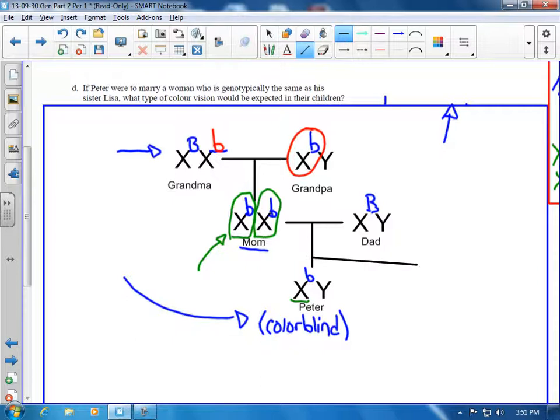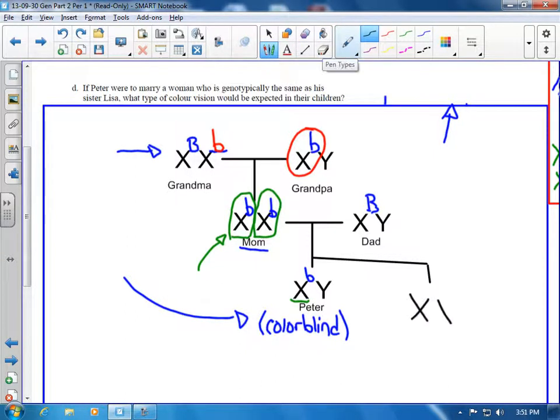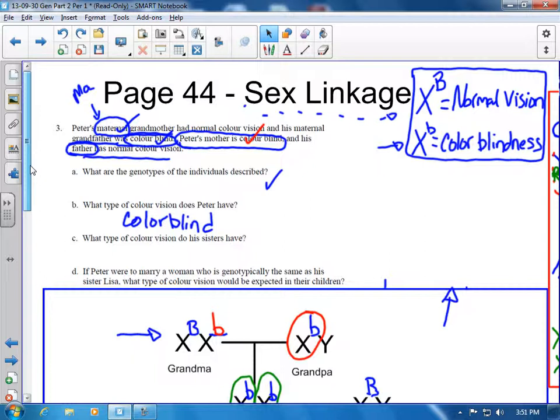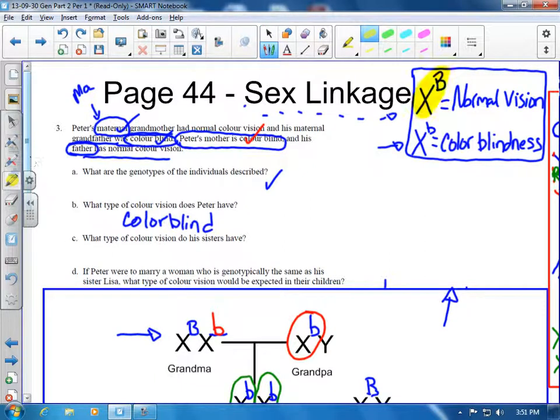Let's pretend that Mom and Dad actually had another kid. We're going to have her be XX. Again, receiving an X from Dad, which is an X big B, and an X from Mom, which is an X little b. And that shows me that his sisters are going to be X big B, X little b. Again, X big B wins, and those girls are going to be normal vision.